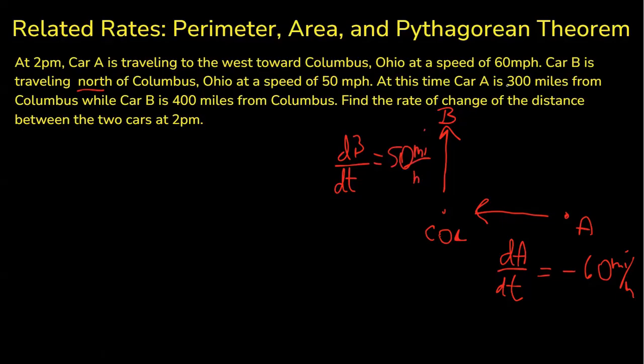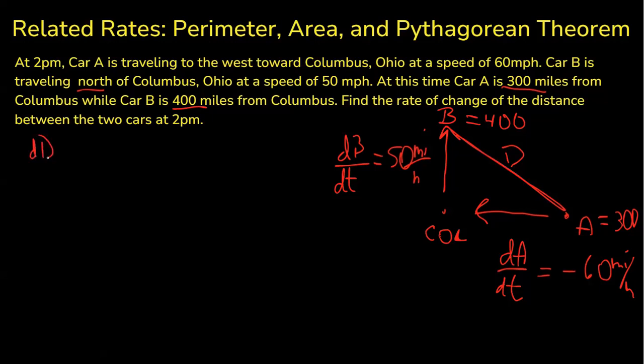At this time, car A is 300 miles from Columbus, while car B is 400. So we know A is 300 and B is 400. Find the rate of change of the distance between the two cars at 2 p.m. So really, we're looking for the distance right here, and we want to know the rate of change.